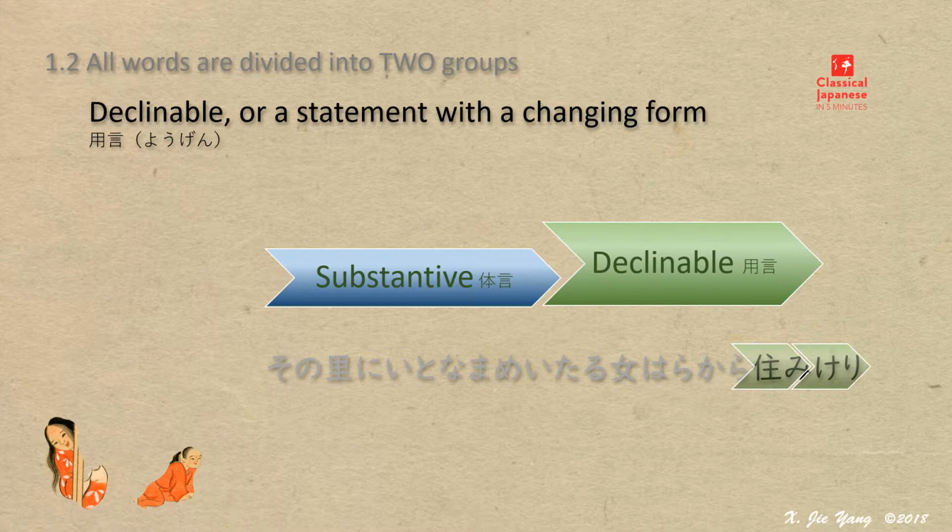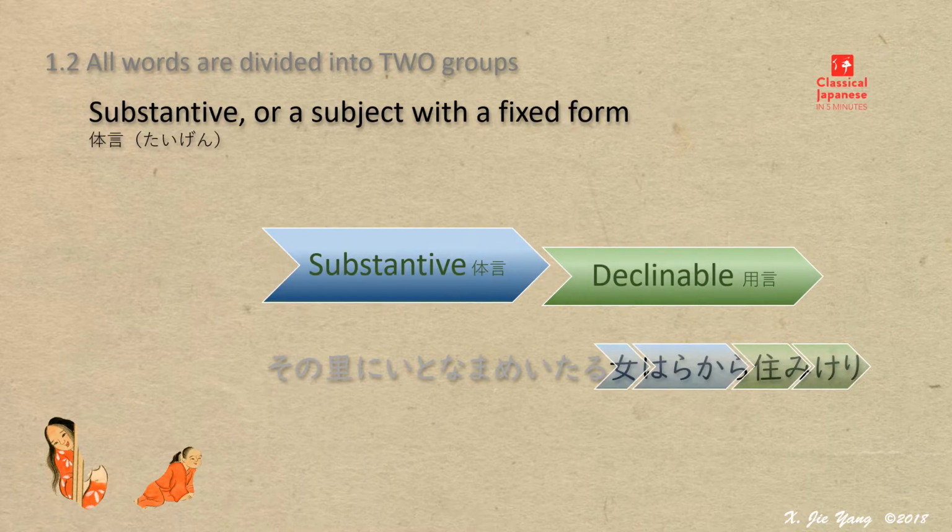Now, coming to Japanese sentence structure. A typical Japanese sentence is formed first as the core part by declinable, yogen. In other words, by a verb or an adjective, a statement. In this case, sumikeri. The word sumikeri alone already forms a perfect sentence in Japanese.